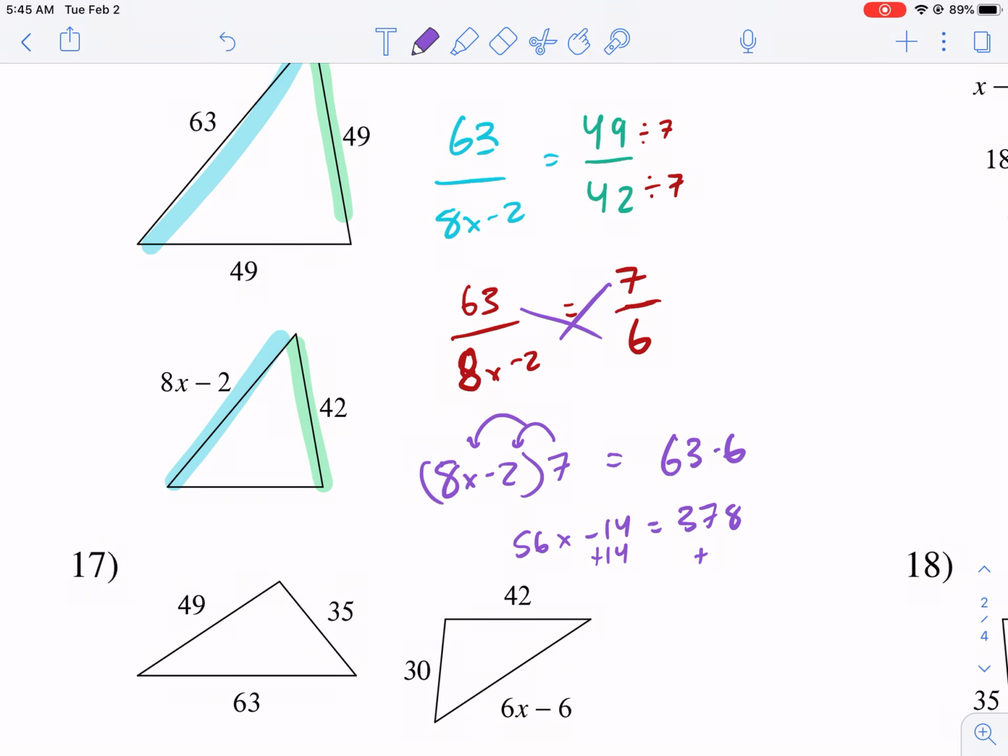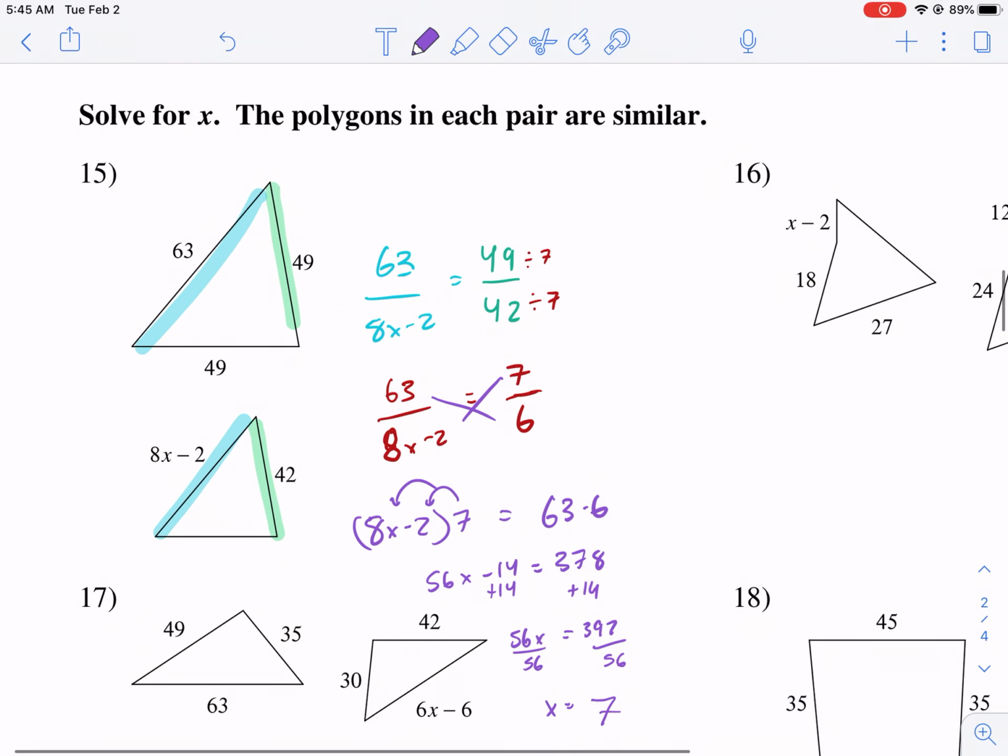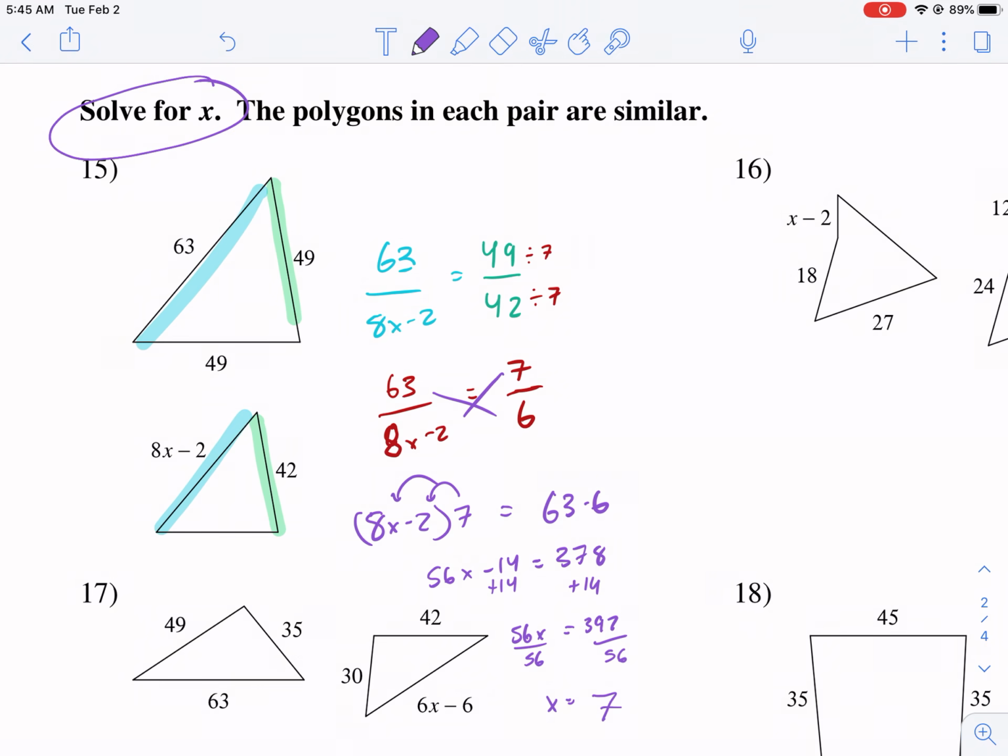Now I have a two-step equation instead of one step. I add 14 to both sides. That's 392 equals 56x. And divide by 56 to both sides. I get, survey says, 7. Whoops, my earplug fell out. Got too excited. So I get x equals 7. I think that's all it's asking for. It's asking for x, so I know this is equal to 7. Okay, and there's my answer.